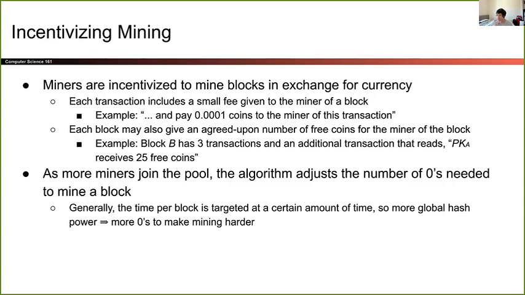Questions on this? Contents of the block have to be decided before you start mining for a nonce. Yes, exactly.